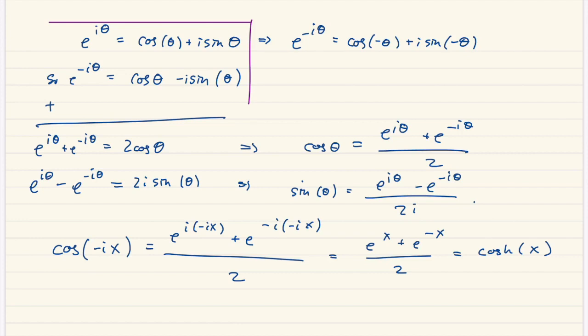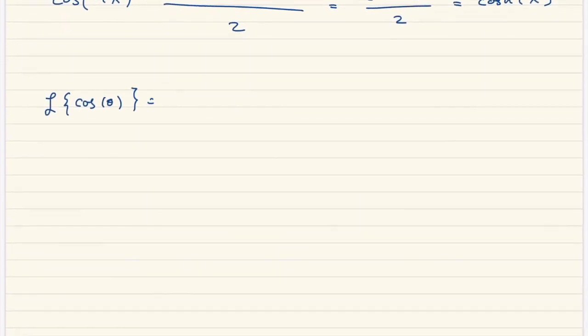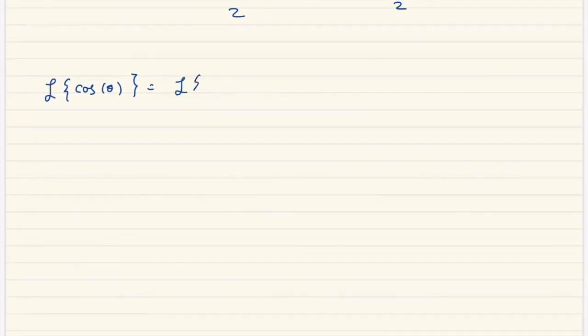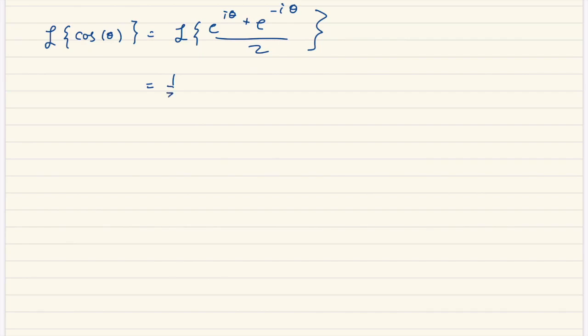Okay, so next we can use what we know about exponentials to get the Laplace transform of cosine of theta. So the Laplace transform of cosine of theta is going to be the Laplace transform of e to the i theta plus e to the minus i theta over 2. And this is going to be 1/2 times the Laplace transform of e to the i theta plus 1/2 the Laplace transform of e to the minus i theta. And you can factor out the 1/2 if you'd like.